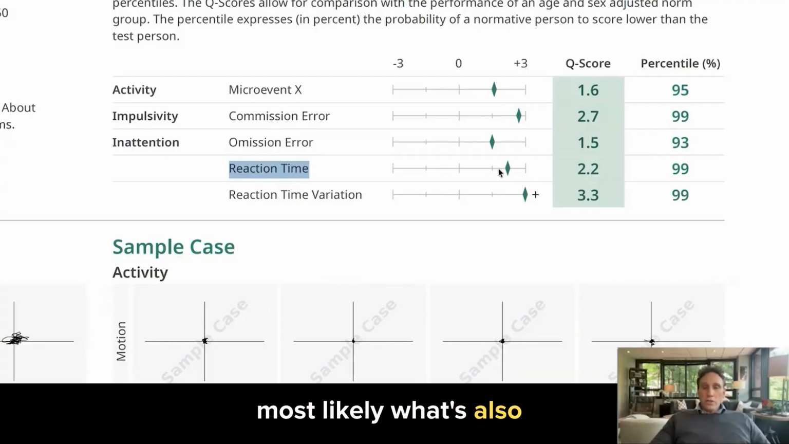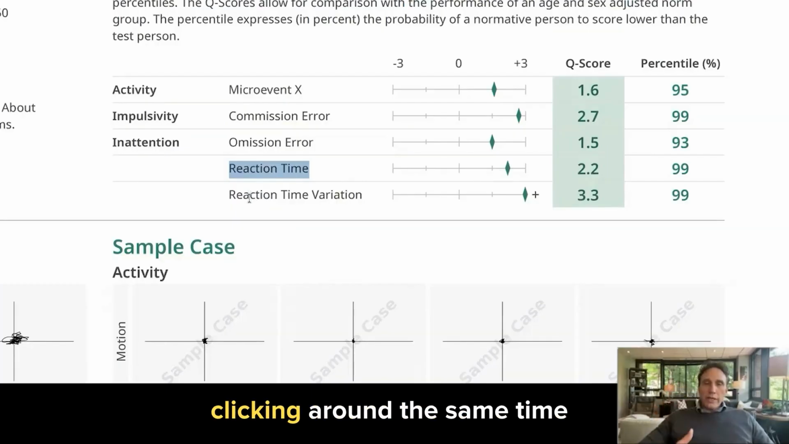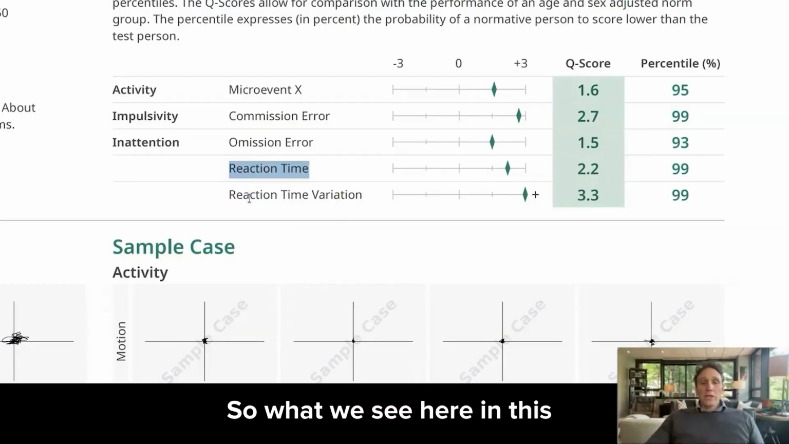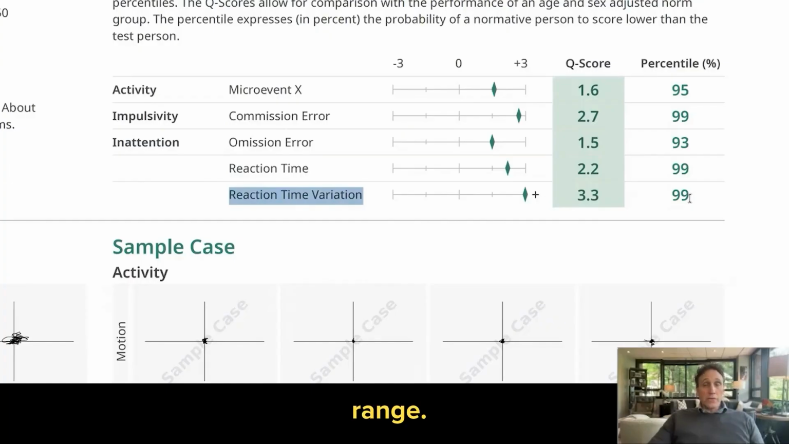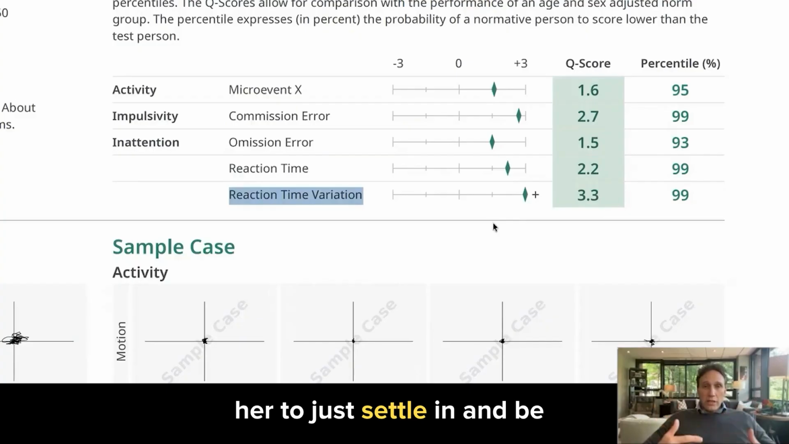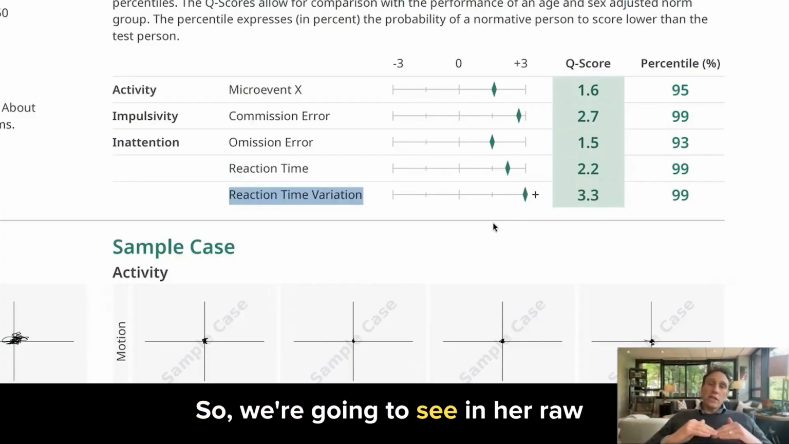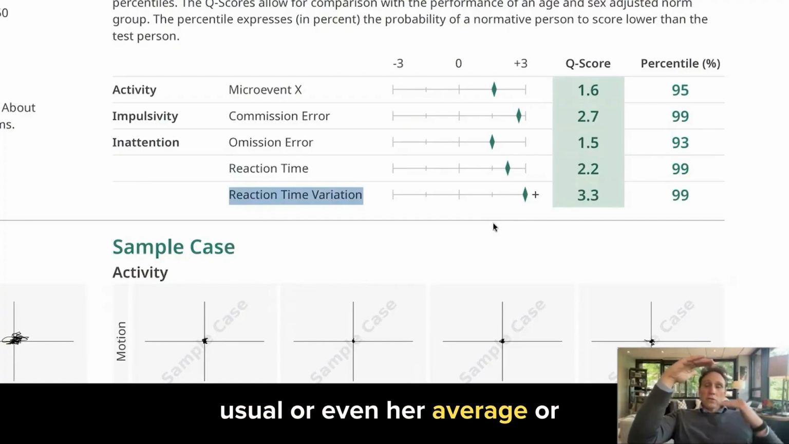Most likely, what's also happening is she's having a very difficult time settling in and clicking around the same time every time. So what we see here in this score is reaction time variation at 3.3 standard deviations. Now we're in the 99.9 kind of range. So very severe, very difficult for her to just settle in and be consistent. So we're going to see in her raw data times when she clicked much, much slower than her usual or even her average, or much faster than her usual.